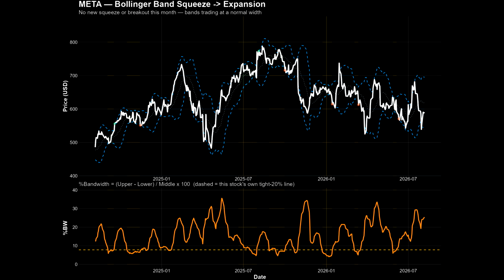Every time that lower percent BW line dips down and touches or crosses that dashed tight-band threshold, the bands above have pulled in tight. A squeeze has formed. Watch what happens in the months immediately after. More often than not, price breaks decisively out of that narrow channel and the bands stretch back apart, which is the expansion half of the cycle.